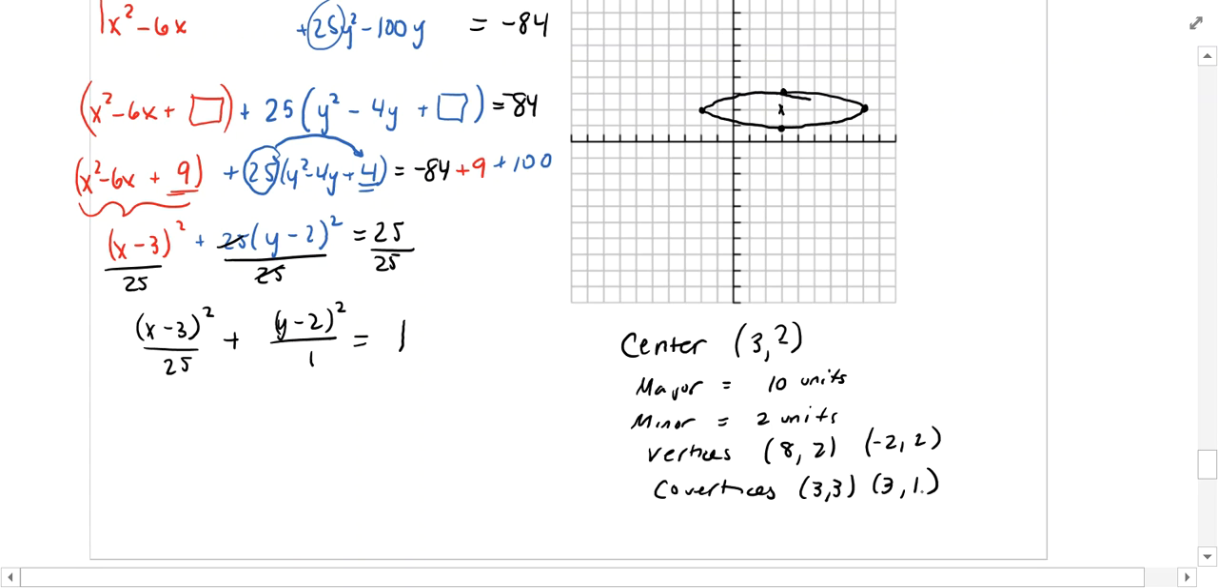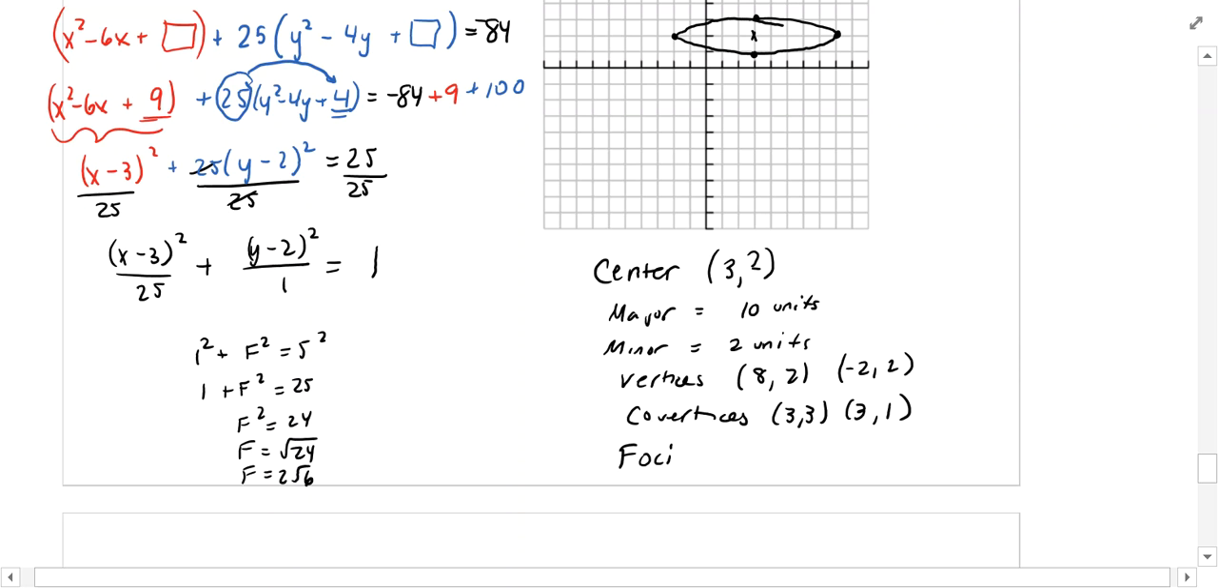And then we can even find our foci from that. So let's do that. We have 1 squared plus f squared is 5 squared. This is good because this is an irrational one. f squared is 24. So f is the square root of 24, which we reduce to 2 root 6. So my foci are going to be located 2 root 6 from the center along that major axis, along that x length. So we're going to have 3 plus 2 root 6, 2, and 3 minus 2 root 6, 2.